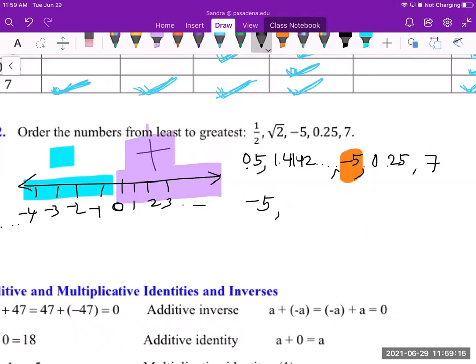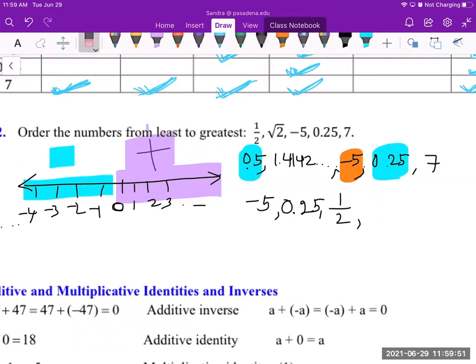Then for the next smallest number, I'm going to compare them. I have two decimal numbers: 0.25 and 0.5. And I can see that 0.25 is smaller than 0.5. Now you have to write the numbers in their original form. So I'm going to keep the 0.25, and then instead of writing 0.5, I'm going to write it down as 1/2.